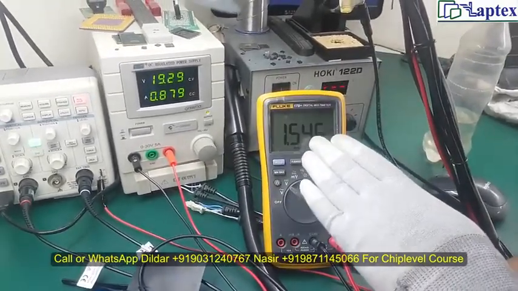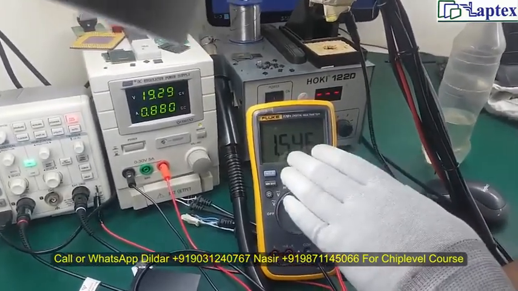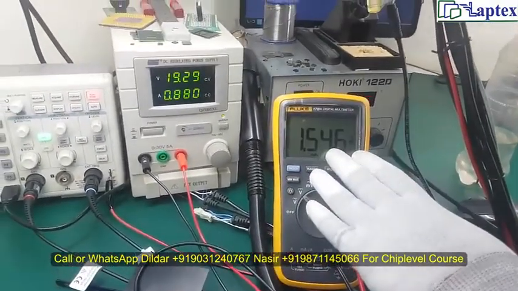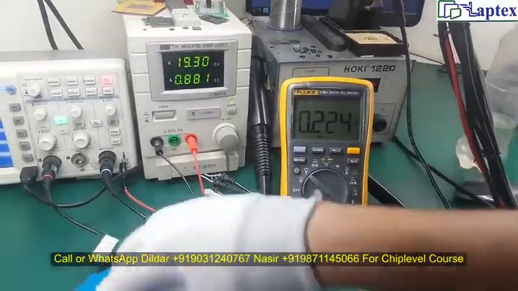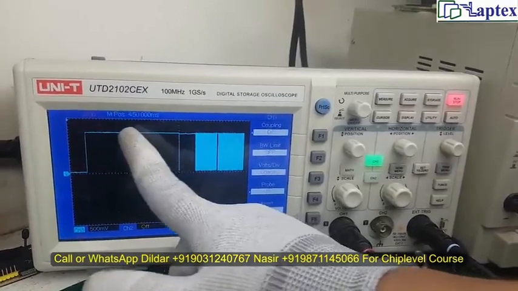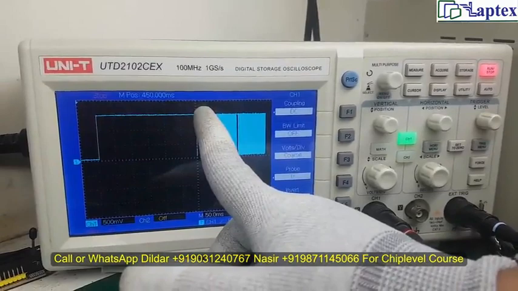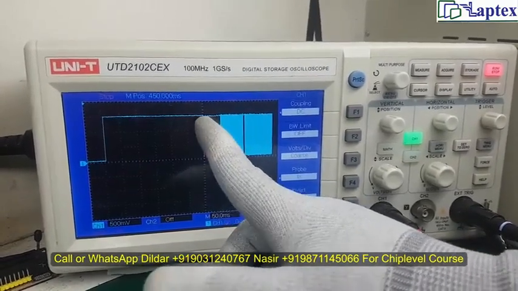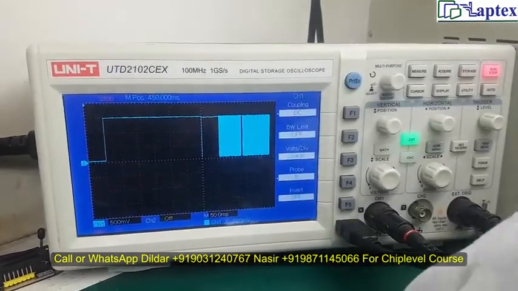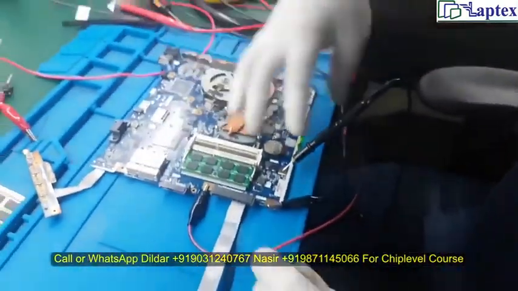Moreover, one more fault you can get at this particular point is a glitch line, like 1.5 volt with a glitch, which you cannot identify with the help of a multimeter. Here, as you can see on the DSO, a straight line is there, which indicates that there is no problem in the power rail, and the reset happened very well, and after that the data is executed to the RAM module from the processor. So I think this is enough for this board.